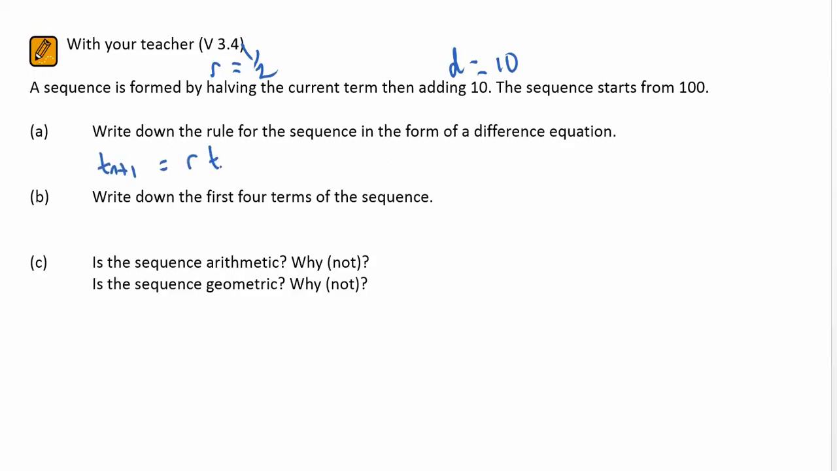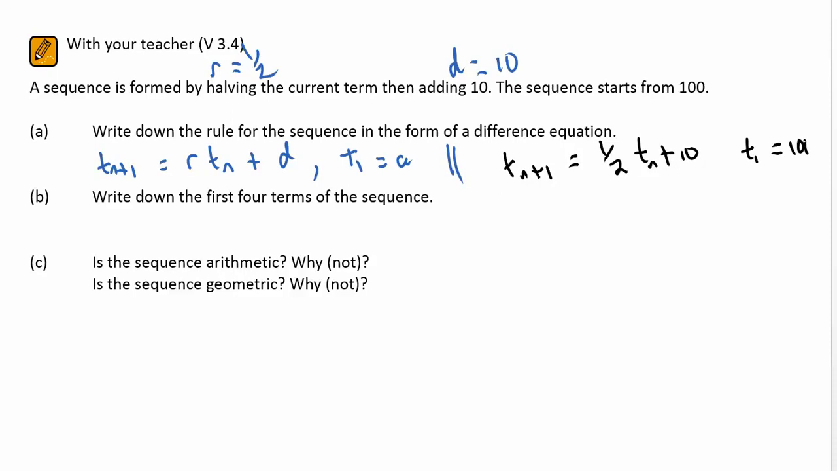the common ratio times the previous term plus the common difference, and we define the starting point as A. So in this instance, Tn plus 1 is equal to a half times Tn plus 10, and we start from 100. So writing down the first four members of this sequence, or first order difference equation. So we're halving and adding 10.